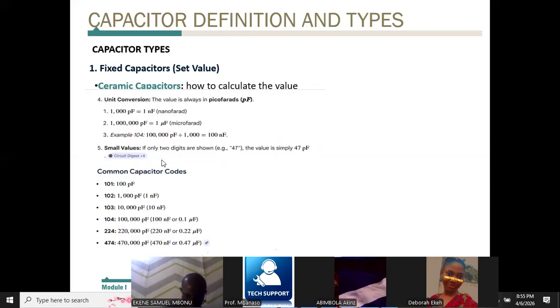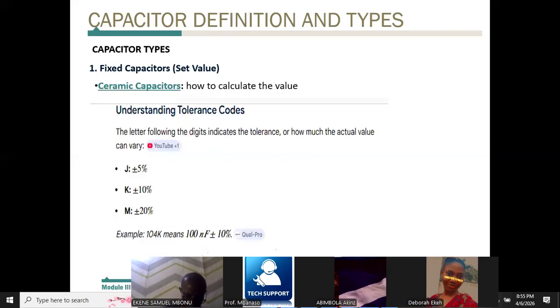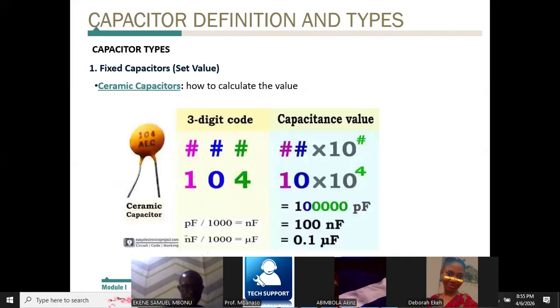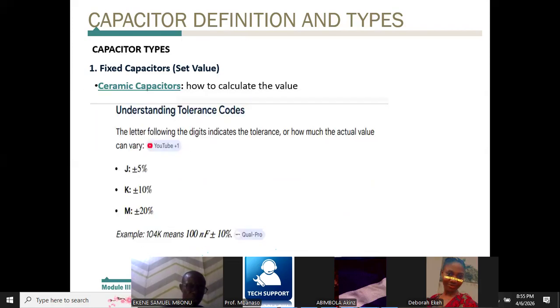You also have alphabets written on the ceramic capacitor. You have J, you have K, you have M. These represent the tolerance. The tolerance is similar to what we discussed in resistors. So J represents 5% tolerance, plus or minus. K, 10% plus or minus tolerance, while M is plus or minus 20% tolerance.